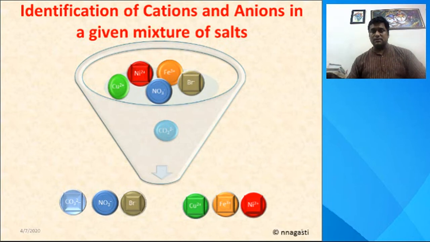So, three salts are there in the form of a mixture. We are going to report how many cations are there and how many anions are there, and what are those cations and what are those anions. Of course, we will follow a systematic analysis. But in this session, we are going to understand only about analysis of cations.